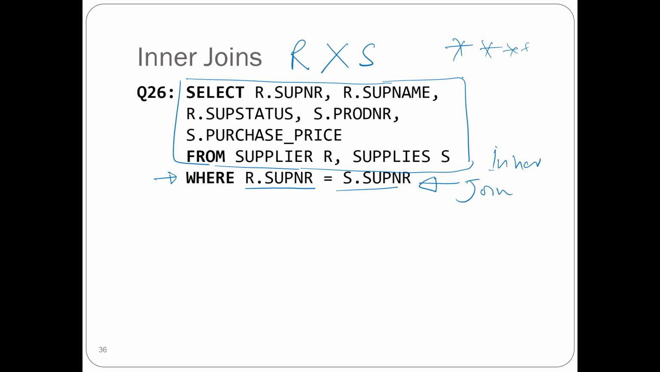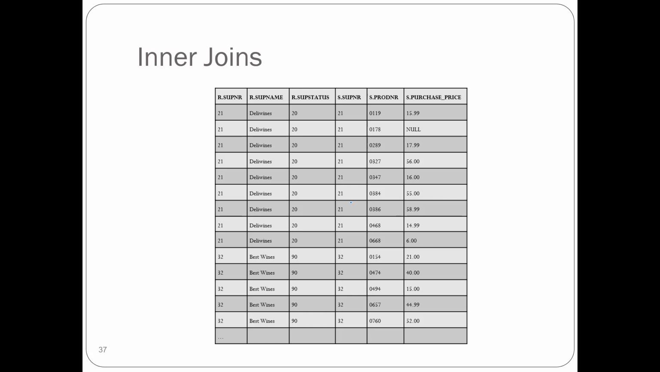Good. Here we have two source tables, supplier R and supplies S, and we are joining them. Joining means we are providing the condition which is provided over here in the where R dot sub nr is equal to S dot sub nr. So this sub nr that you have on the left hand side corresponds to the primary key of the supplier table, and sub nr that you have on the right hand side corresponds to the foreign key column of the supplies table. Good. So yeah, if you look at this table now, this one and this column, they are perfectly in agreement with each other. Okay, and that's what we actually need.